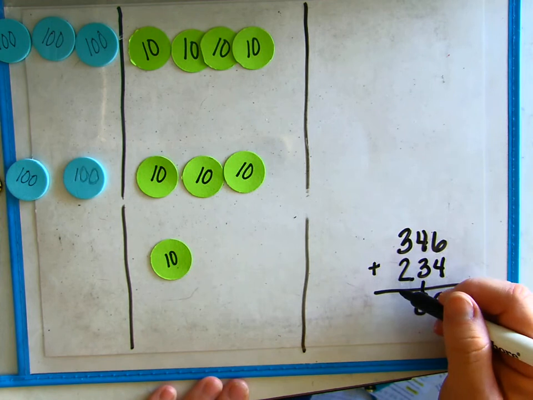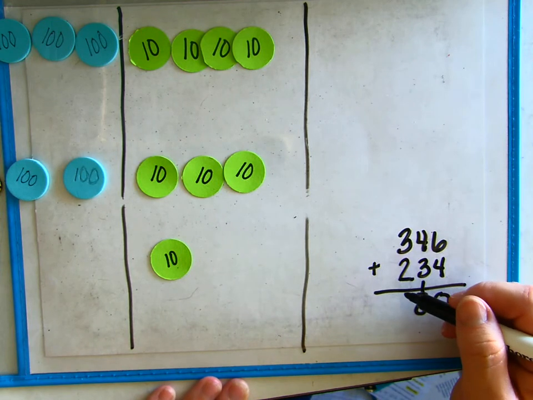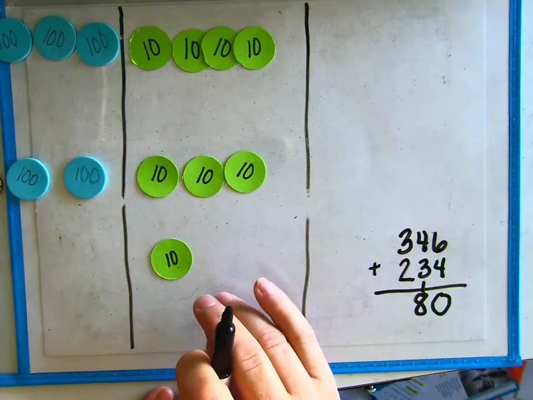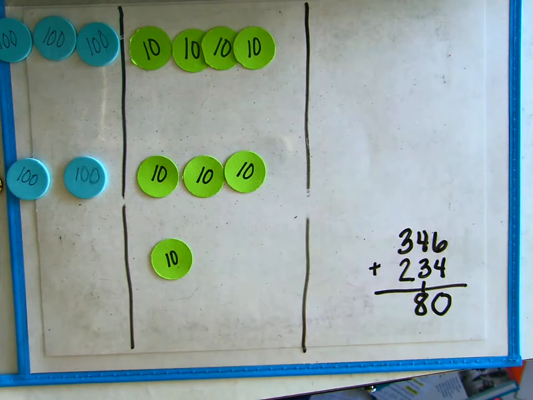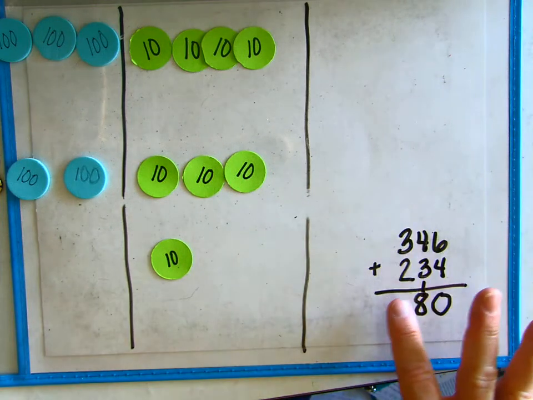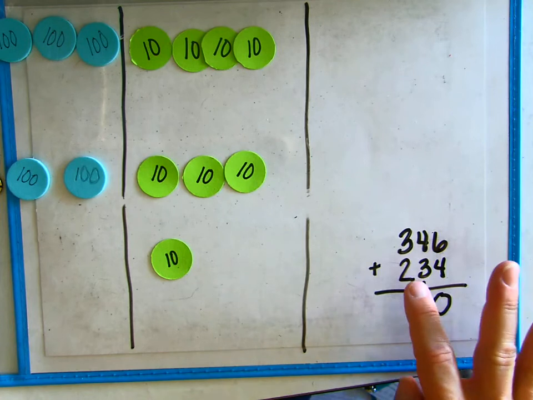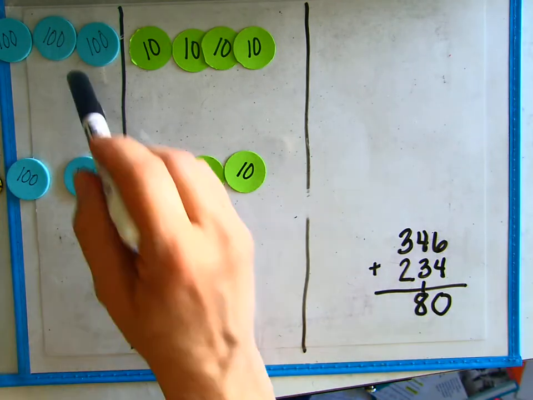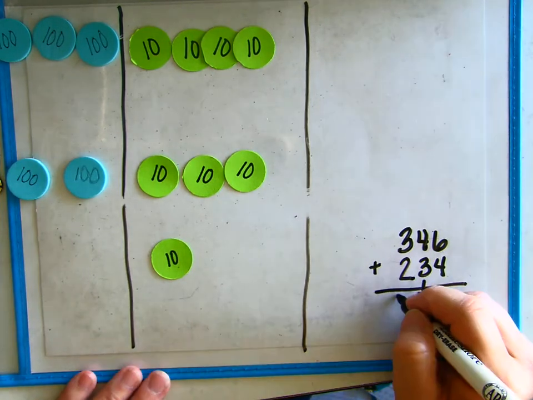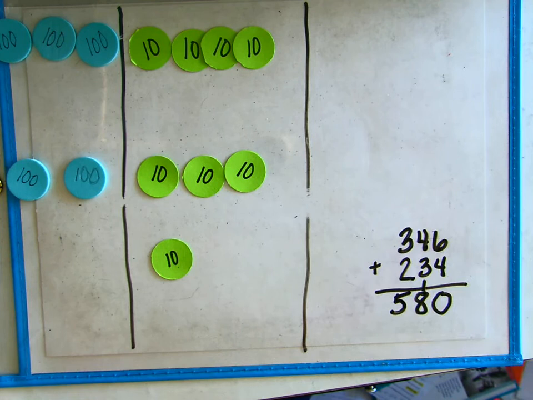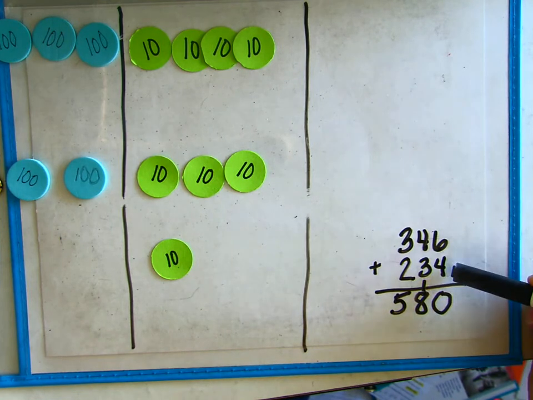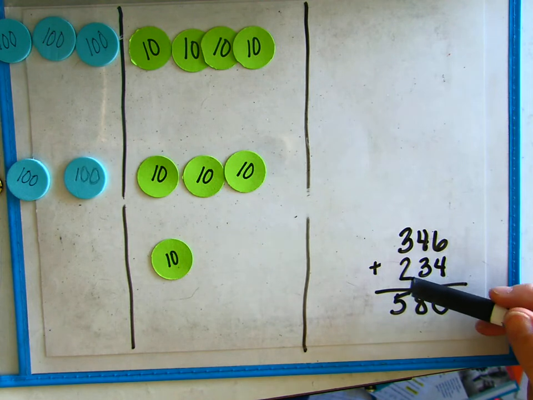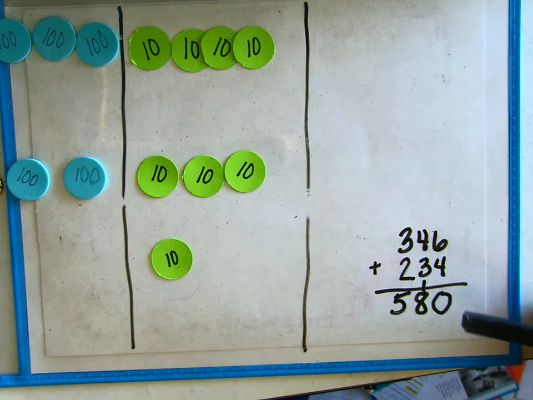Do we need to put a new group? No, we couldn't make a 10. We couldn't make 100, which is 10 groups of 10. So now we come to our hundreds, and we have 3 plus 2. 3 plus 2 is 5. You can see that we bundled up a group of 10 ones to make one new group of 10. And we did not compose a new 100.